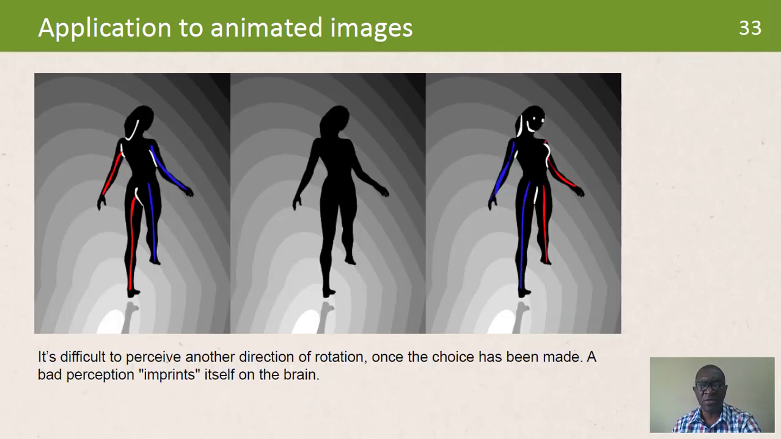As you can see on this slide, the difficulty is to change perception. It's difficult to perceive another direction of rotation once we have made our choice. A misperception or a false interpretation will be imprinted in our brain, in our memory. Change will be difficult. That's why we really have to take care of the visual aids.